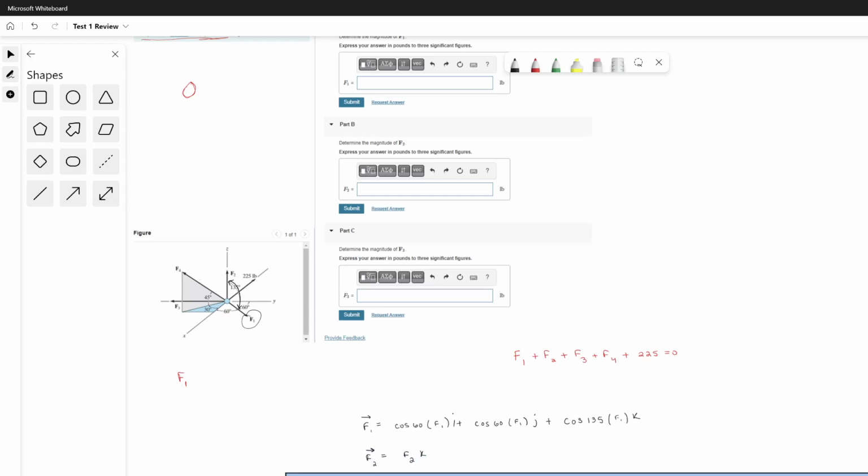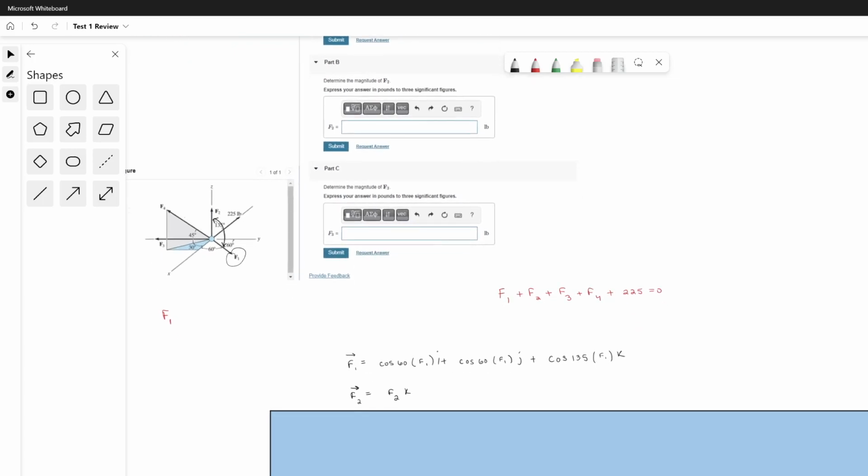For F2, where is it? F2 is right here. It's on the z-axis. So automatically, right off the bat, we know that it's going to be 0x, 0y. So the only one that's going to have a value will be k. Since the direction is on the z-axis, that's just going to be F2k.